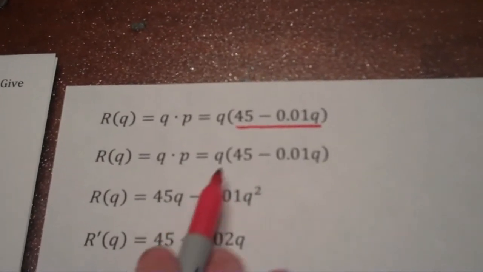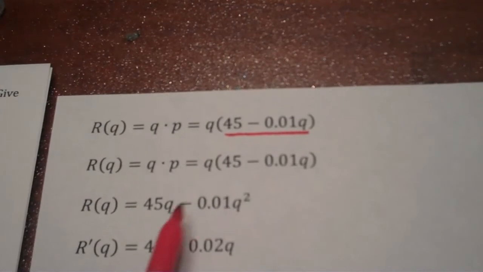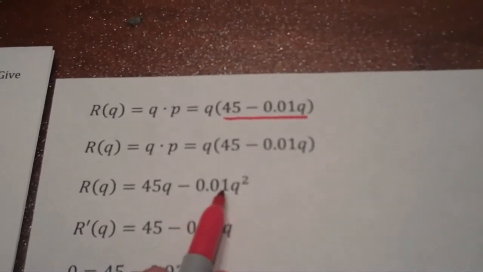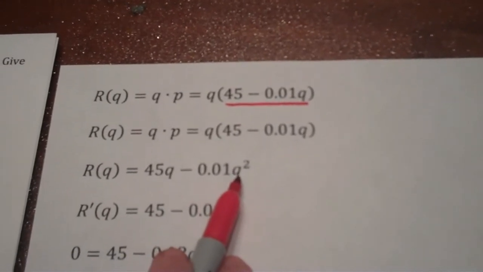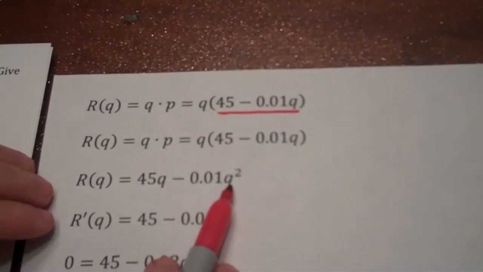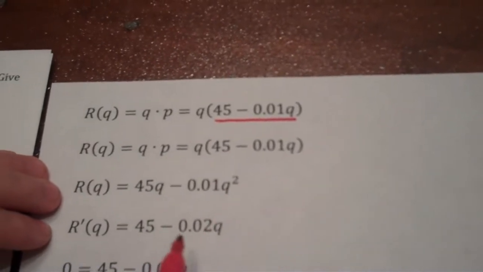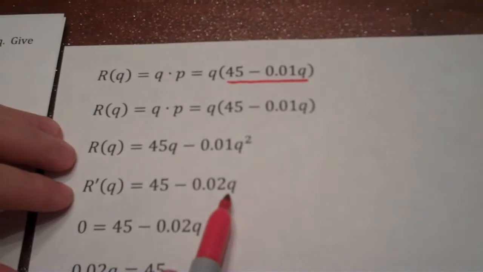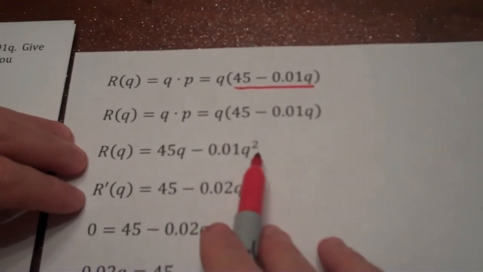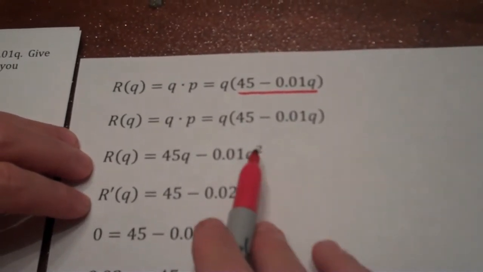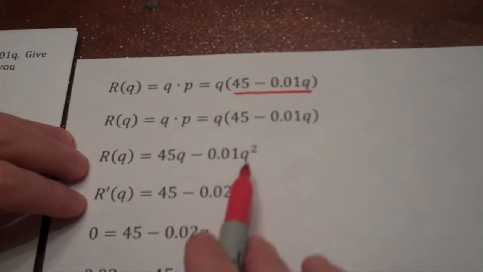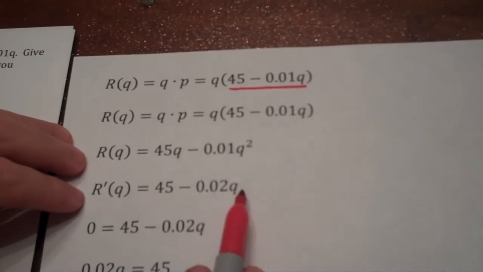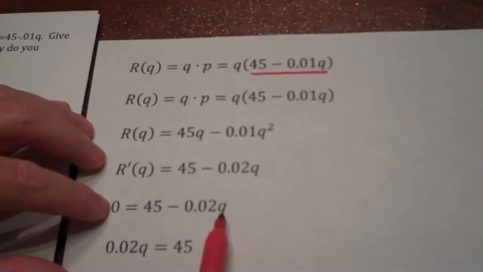Let's go ahead and solve for that by multiplying through by Q, which gives me 45Q minus 0.01 times Q squared. And again, I'm looking for the maximum, and to do that, I'm going to take the first derivative, which will leave me with 45 minus 0.02 Q to the first power. And again, that's the simple power rule. In this step, I took the 2 times my coefficient and subtracted 1 from my power. Now you want the point where it's maximum, so you set the first derivative equal to 0.